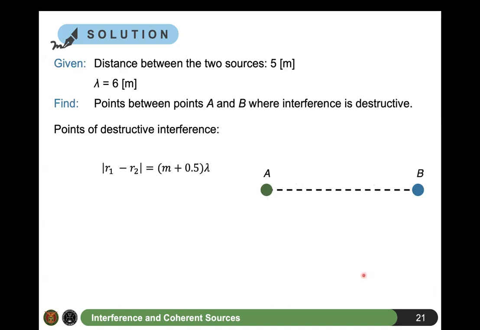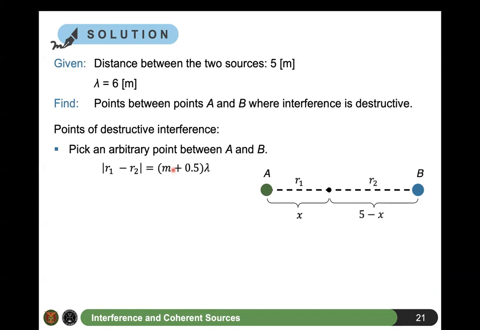Now, for destructive interference, i-edit lang natin yung equation. Meron lang tayong m plus 1/2. Okay, pick any arbitrary point. Actually, same lang naman yung magiging R1 and R2 natin: X and 5 minus X. Plug in our values and solve for X, we get this: X equals 3M plus 4. Again, M should be just integer na lang kasi nandito na yung 1/2.